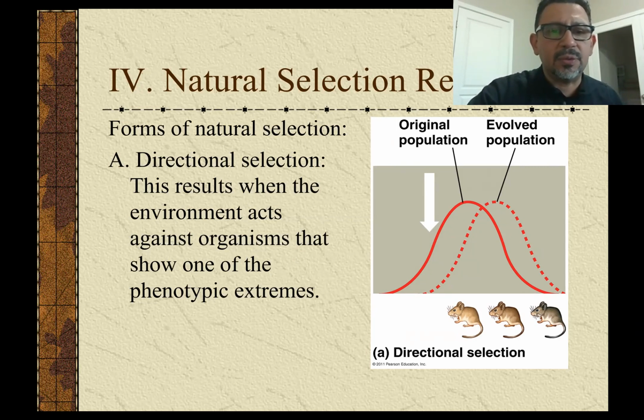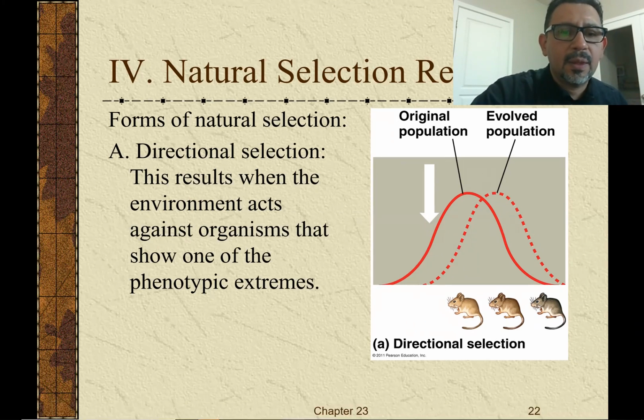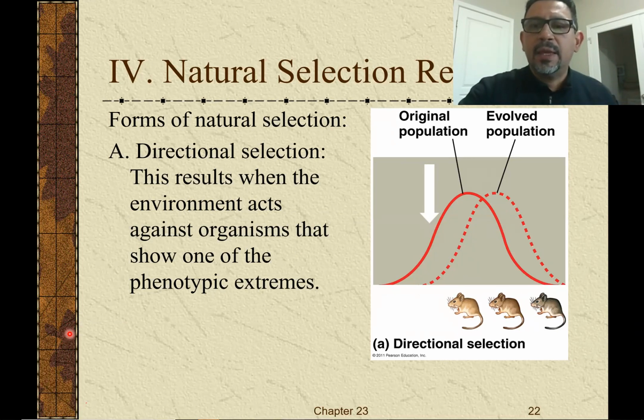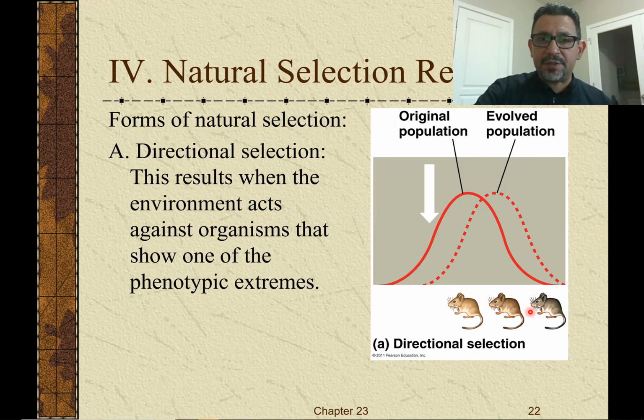I want to go to my laser pointer function. Okay, I think I got it now. So here we have a mouse with a fur that is going to be intermediate. Now you can see that there's going to be other mice that are going to have a darker color and some that are going to have a real dark color, like the ones living among those lava rocks in the southern desert in the United States.